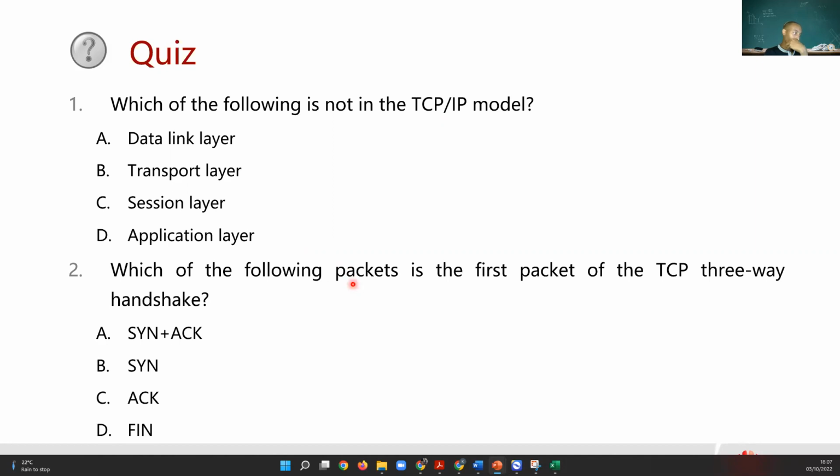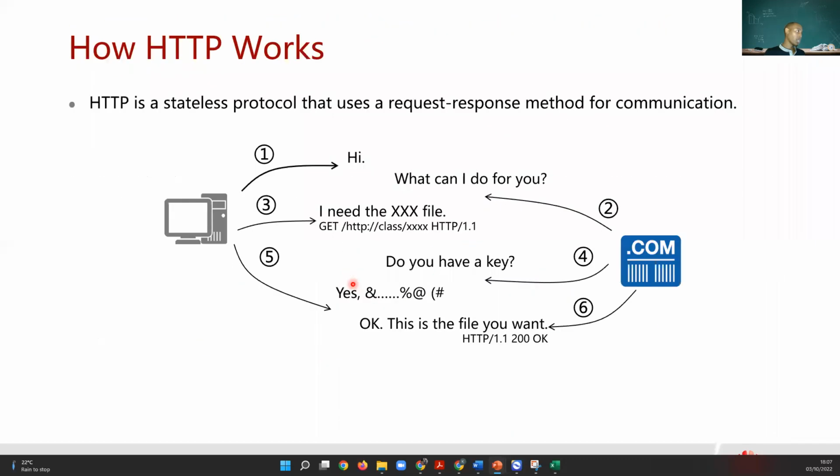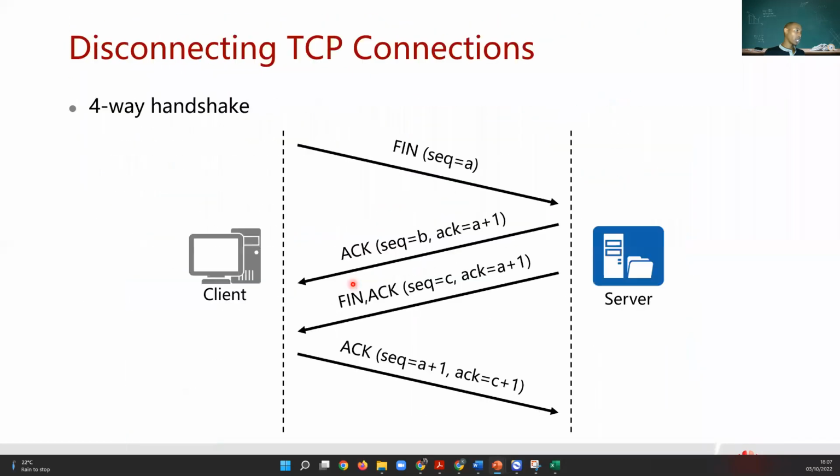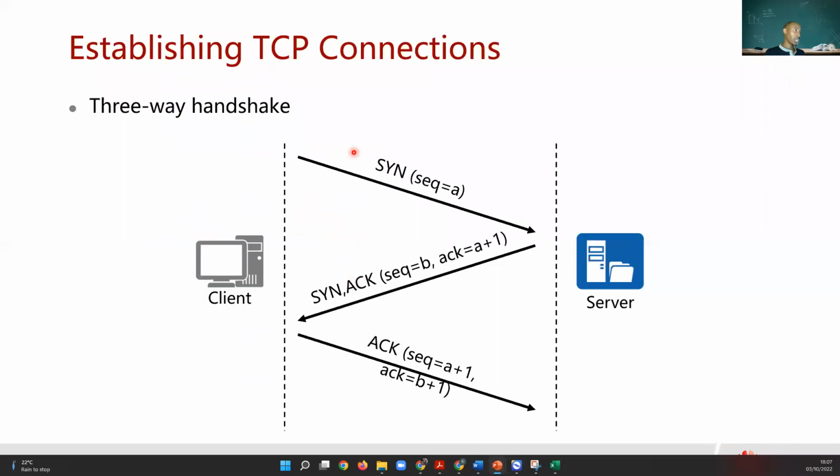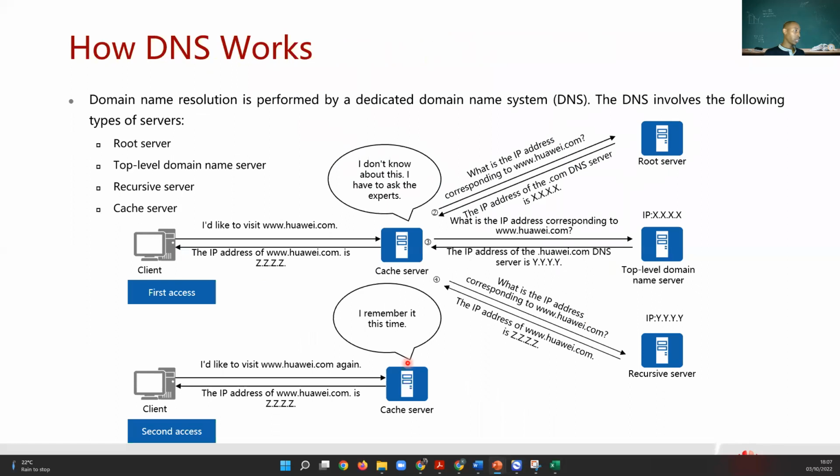Which of the following packets is the first packet of the TCP three-way handshake? SYN, SYN plus ACK, or acknowledgement? Yes, it is the SYN, right? If you look at it, you can see it is the first packet. Then you get the SYN plus ACK, and then you get the acknowledgement, completing the three-way handshake. Good. I think we are done.